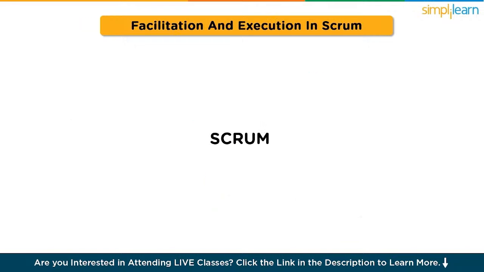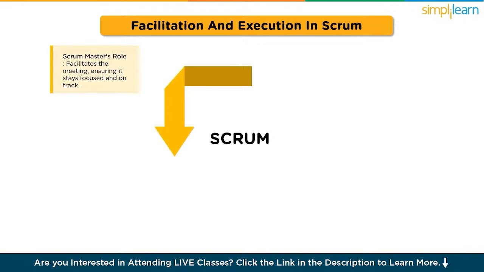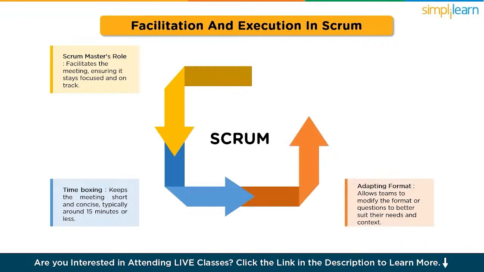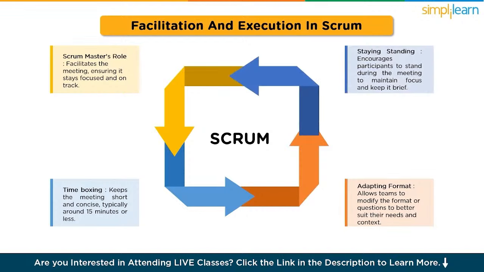Moving forward, let's see facilitation and execution in Scrum. Scrum Master's role. Facilitates the meeting, ensuring it stays focused and on track. Time boxing. Keeps the meeting short and concise, typically around 15 minutes or less. Adapting format. Allows teams to modify the format or questions to better suit their needs and context. Staying standing. Encourages participants to stand during the meeting to maintain focus and keep it brief.